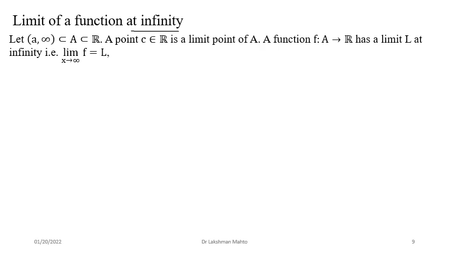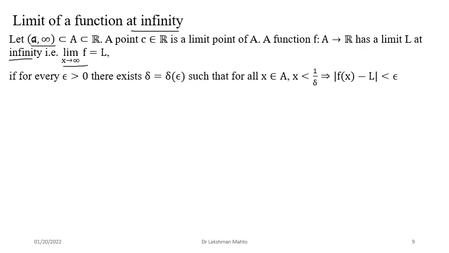Suppose we have a set containing an infinite interval from a to infinity, or c to infinity. So c to infinity, you can say that it contains a one-sided part. So a function which is defined from a to R will have limit l at infinity. Remember, we denote it by the limit of f as x approaches infinity equals l. In epsilon-delta terms I will define what it means. It says that for any given epsilon, there exists a delta such that if you take any element from the epsilon neighborhood, that means x is greater than 1 by delta, then f(x) is in the epsilon neighborhood of l.